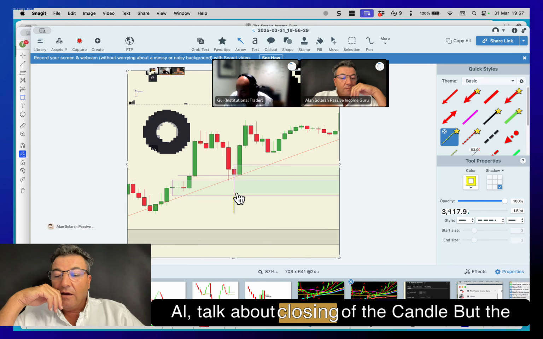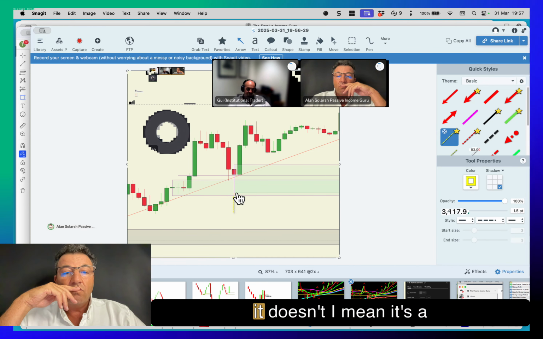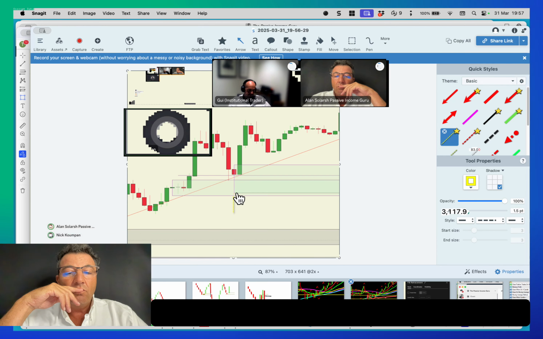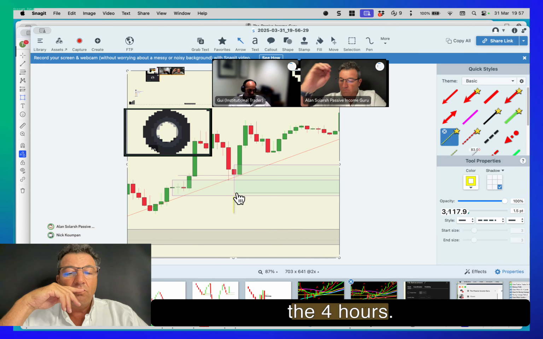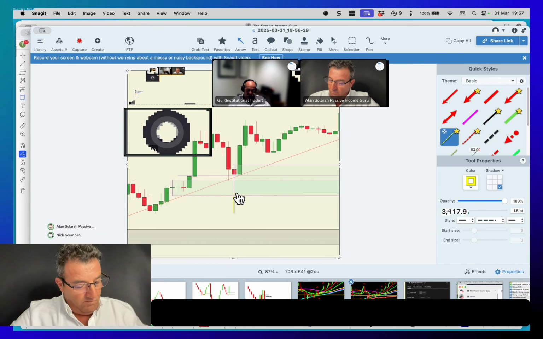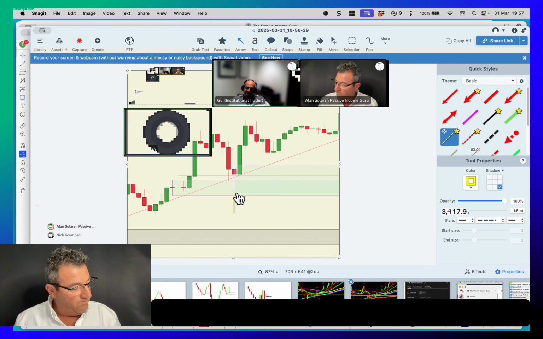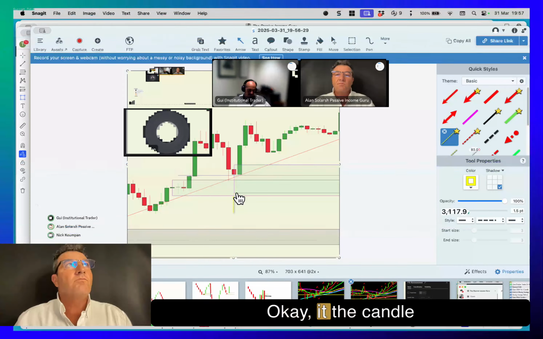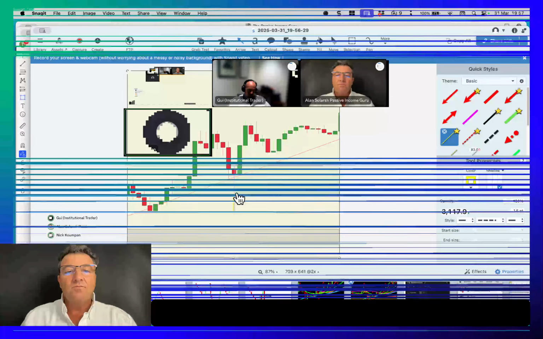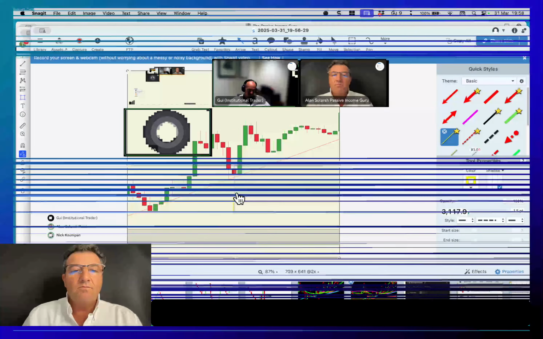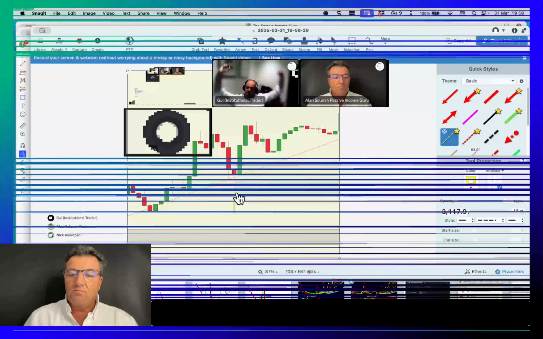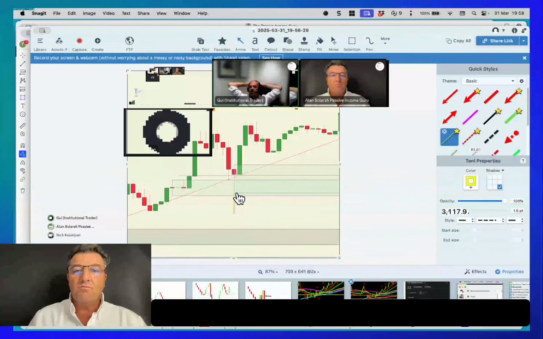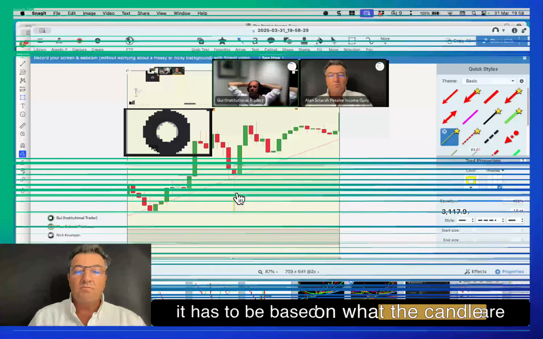You know, Al, you talk about the closing of the candle, but the closing of the candle is just the timing. It doesn't really matter. I mean, candles open every 4 hours or whatever the time frame is. And just because it bounces through and goes back up within the 4 hours, it's not a relevant factor as far as I'm concerned. If the candle was to close 15 minutes or an hour earlier, that would just be the way the timing is. So I don't think you can say that because the candle didn't close on time. That's why I disagree with your doji for exactly that point. It has to be based on candles and what the candles are showing.